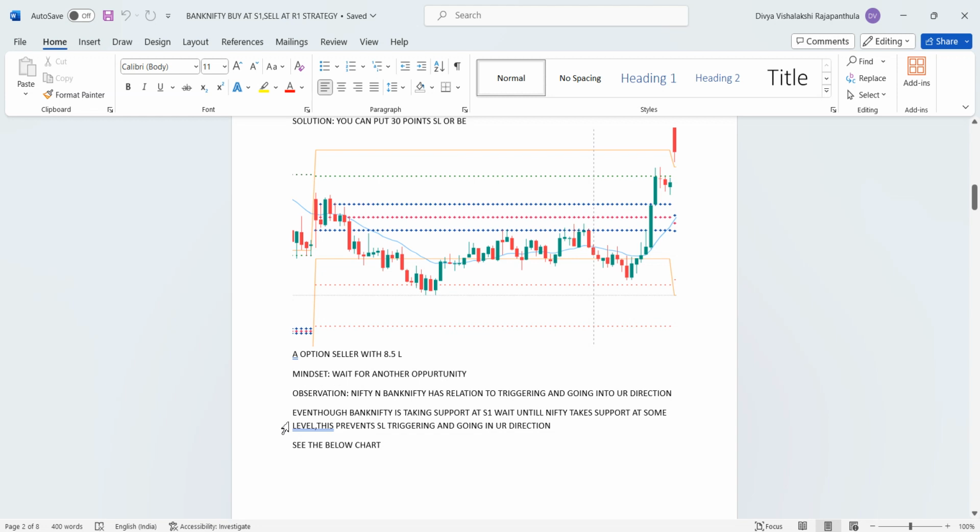What is the observation here? Nifty and Bank Nifty have a relation to triggering and going in your direction. This is the observation. Like this, you can journal your trades.